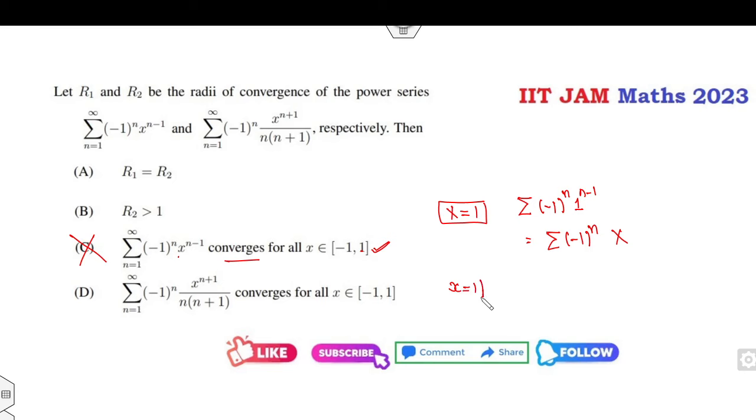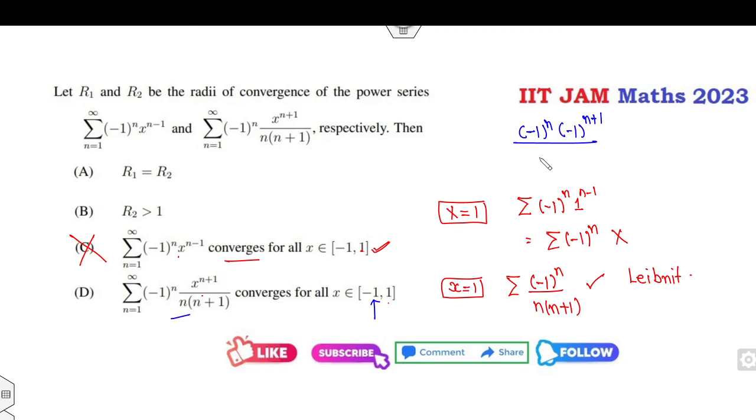Look at this case. If x is equal to 1, what will happen? This series is minus 1 raised to power n over n into n plus 1. Yes, this series is convergent by using the Leibniz test. Now we can see about minus 1. Is this series convergent at minus 1 also? So I can write this as minus 1 plus 1 divided by n into n plus 1.